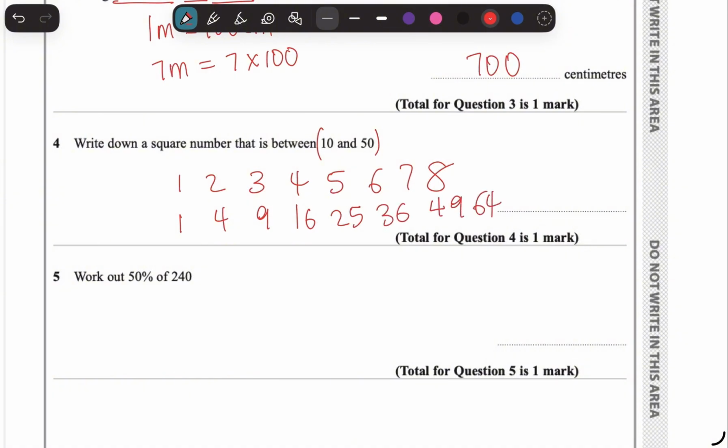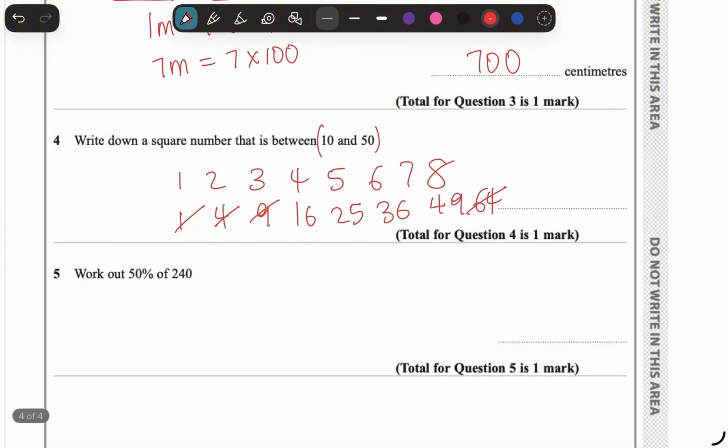So 64 falls out of the limit, which is 50. 1, 4, and 9 fall out of the limit because they are below 10. So 16, 25, 36, and 49 are all square numbers that fall within 10 and 50. So you could choose any you please, as it says write down a square number, and we can use the number 25. And then the last question, question 5, says work out 50% of 240.